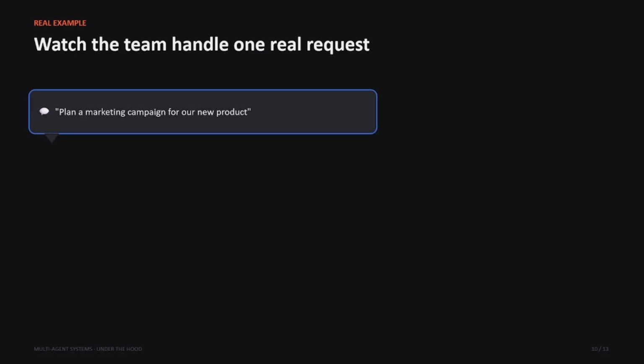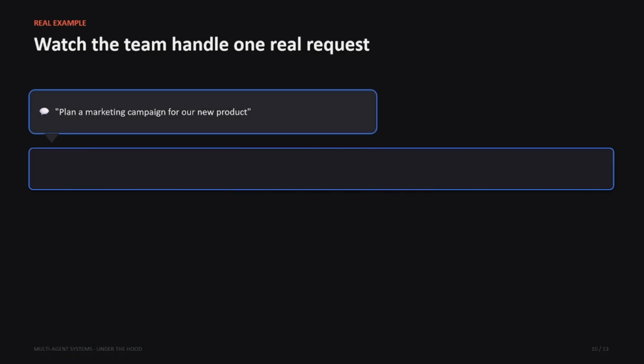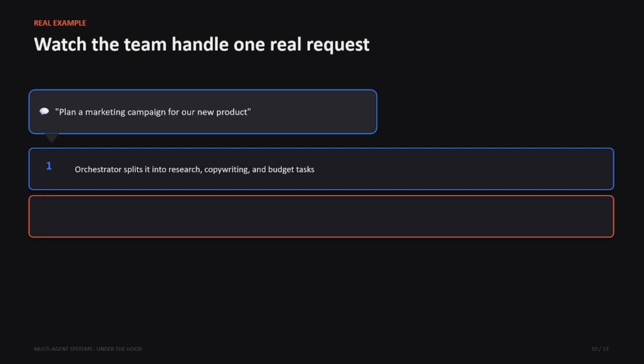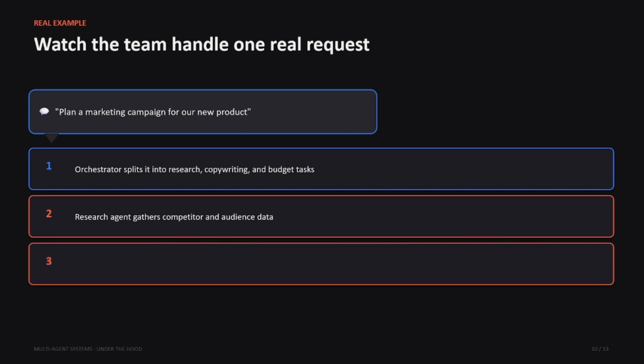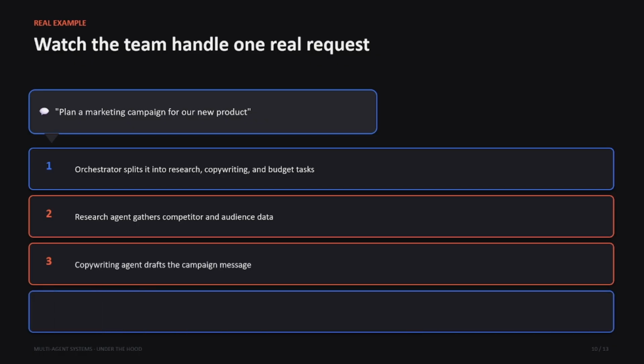Let us take a real example. Suppose the request is: plan a marketing campaign for our new product. The orchestrator first splits the work into smaller tasks such as research, copywriting, and budget planning. The research agent studies competitors and the target audience. The copywriting agent drafts the campaign message. Then the orchestrator checks whether the budget fits and combines everything into one marketing plan. The final answer is created by teamwork, not by one agent doing everything alone.